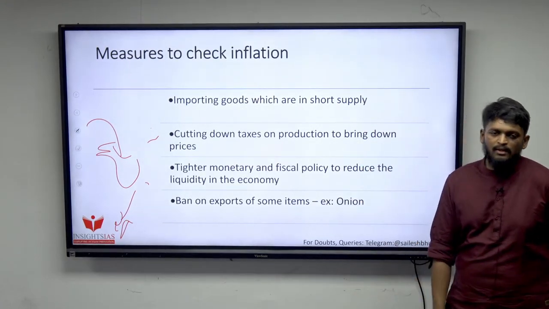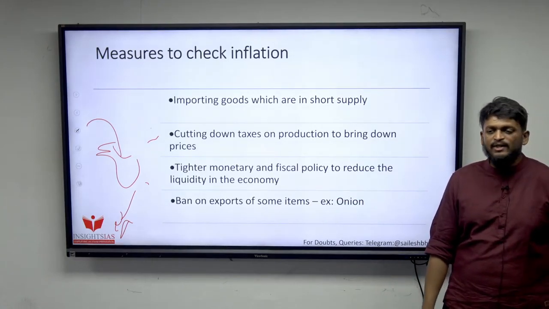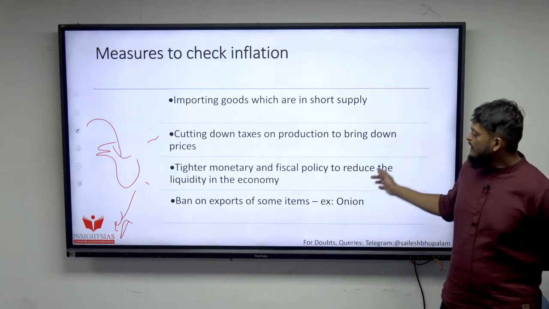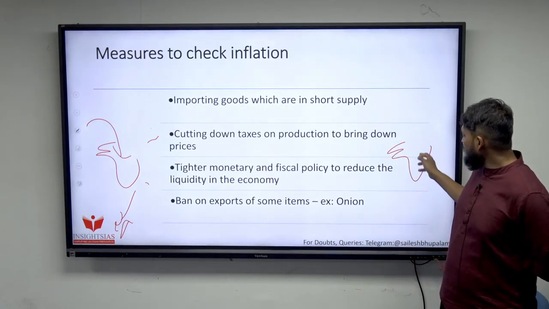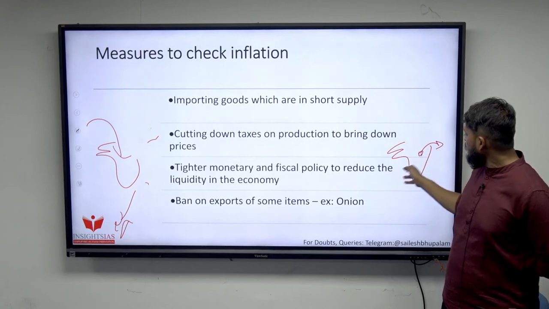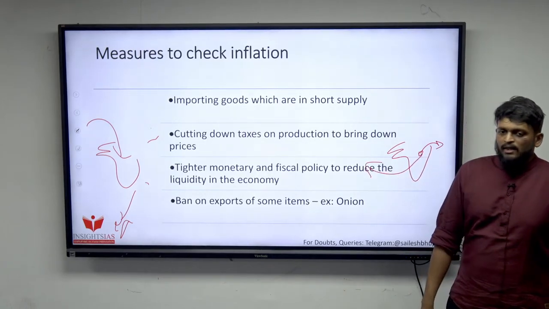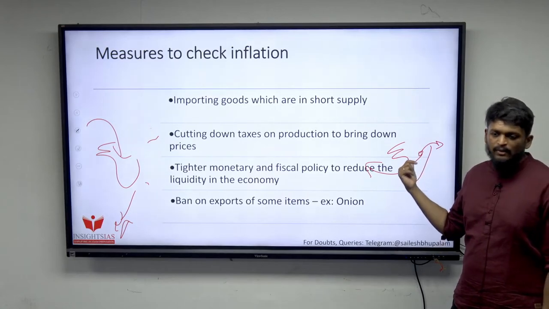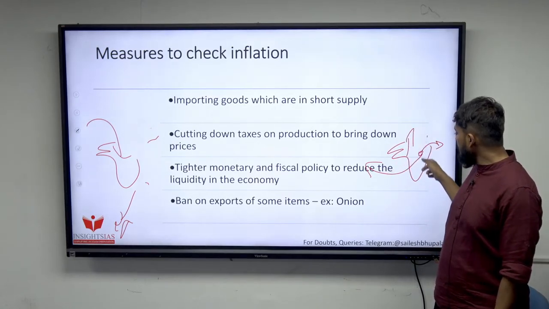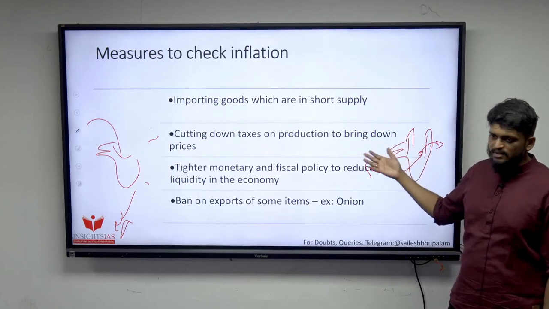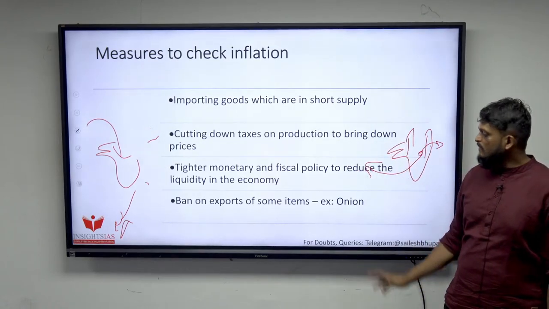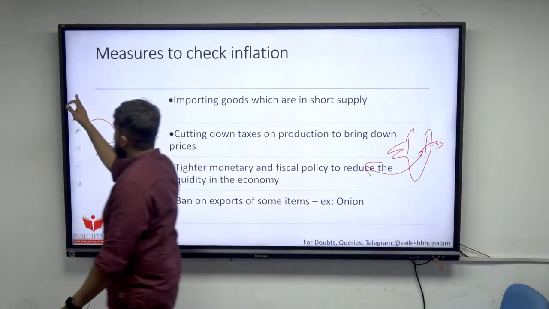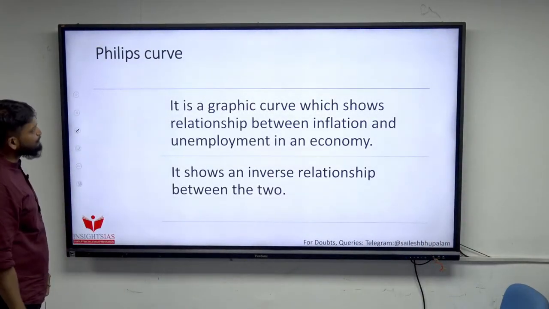Ban on exports. Can anybody explain how a ban on exports will lead to a reduction in inflation? Because we are unable to export. Imagine onions are produced in India, but they are not able to export them to other countries because we have banned it. Then what happens to the supply of onions in India? It will increase. As supply increases, the demand-supply mismatch reduces, inflation reduces. So these are all measures with which we control inflation. These are being used by India.